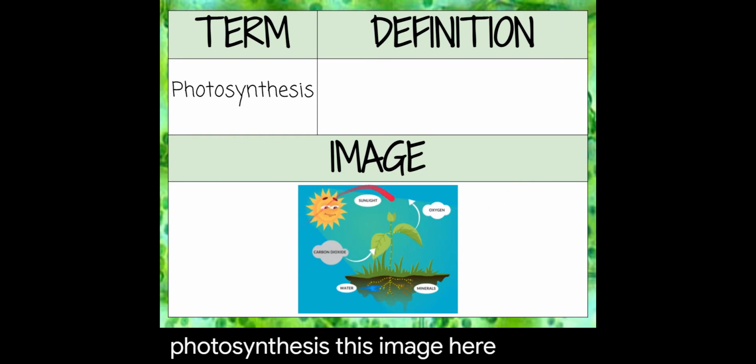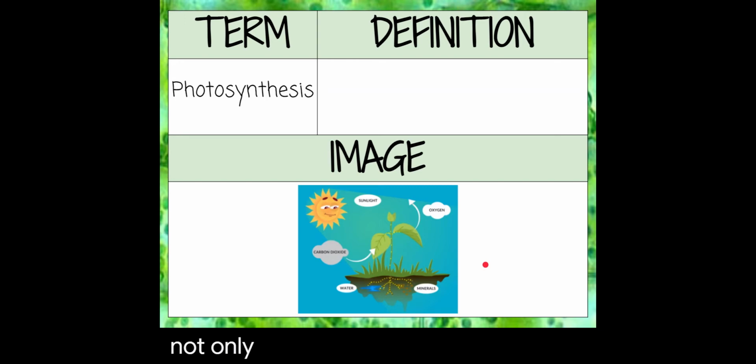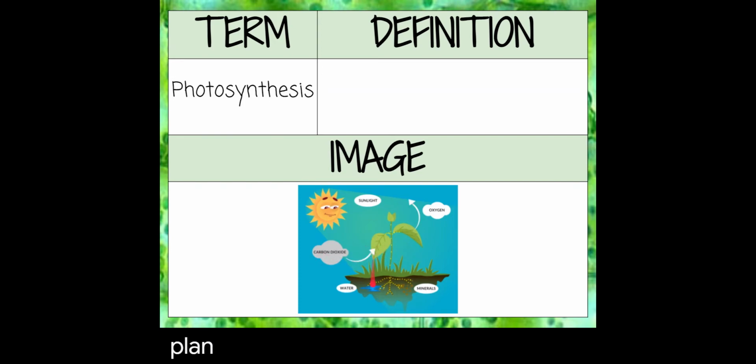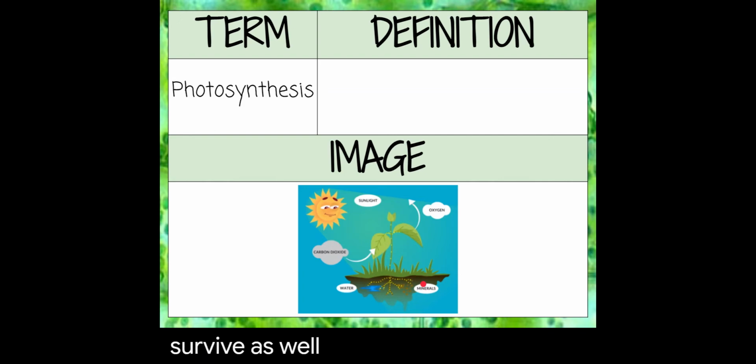This image here does a really good job of representing what is happening during photosynthesis. So in photosynthesis, plants are taking energy from the sun and they are converting that energy into food. But it's not only sunlight that is going into the plant. As we can see from this image, carbon dioxide is also going into the plant, as well as water, and the water is going to go through the roots. The roots are also going to collect minerals, which are going to help the plant survive as well.